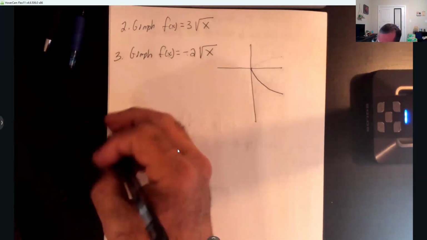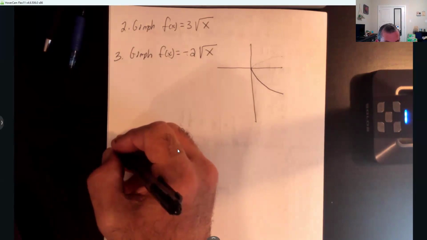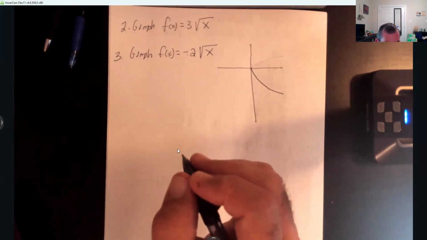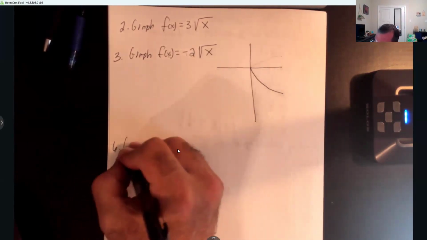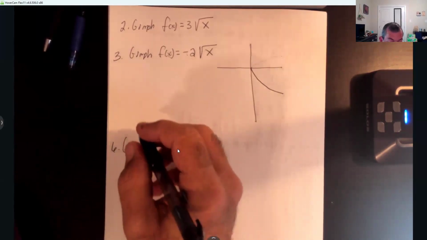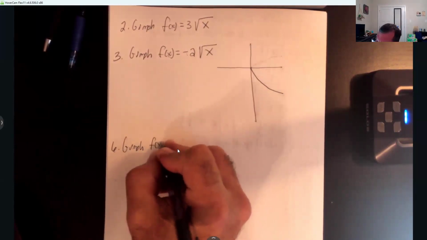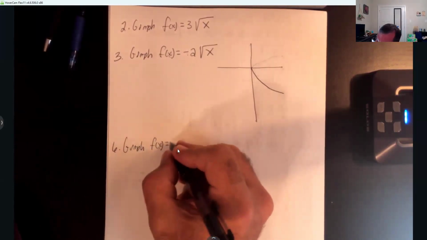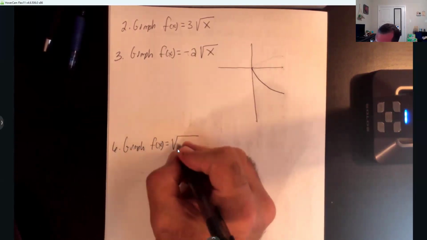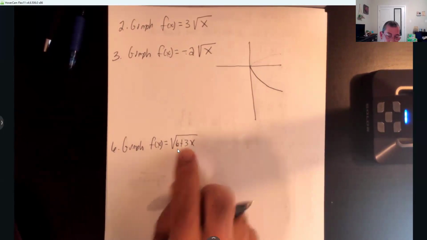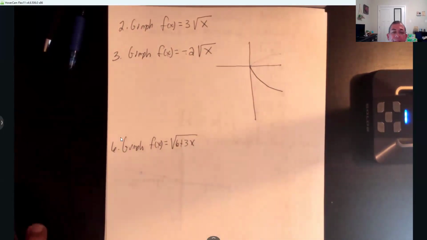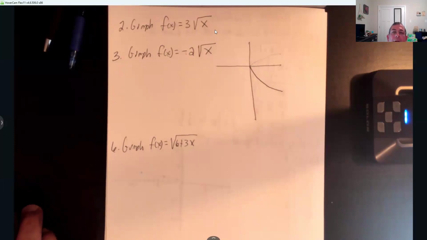Oh, y'all, so I'm going to try one more with y'all. So let's see. I'm going to do one like, say, number 6 here. It says graph f of x equals square root of 6 plus 3x. Now look, we got more stuff under this radical. So let's see what is going to happen to this graph when we plot it on our calculator.